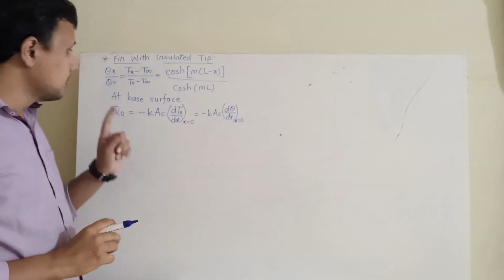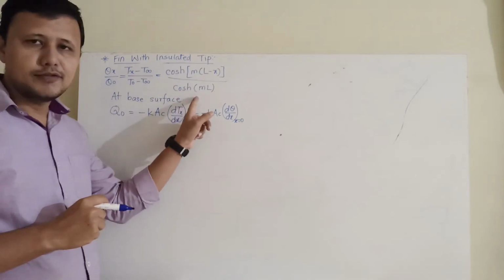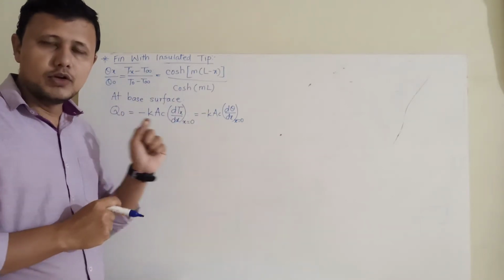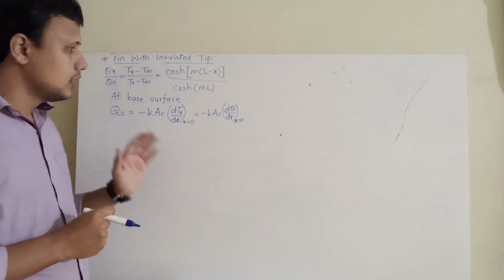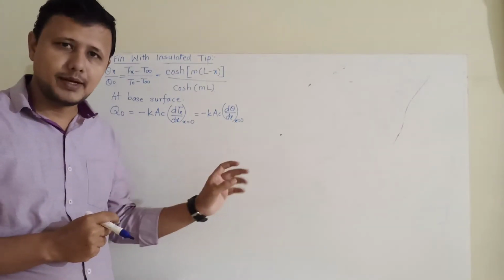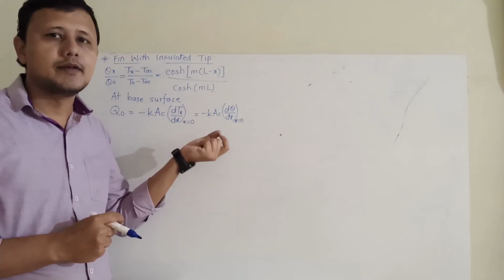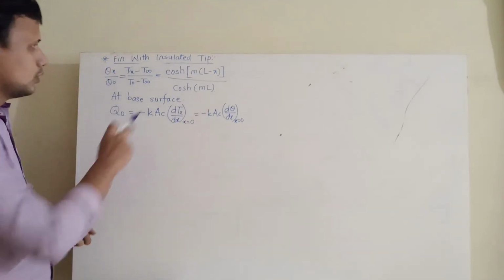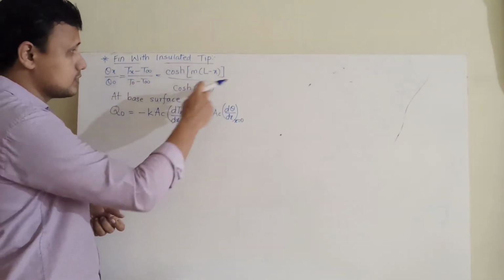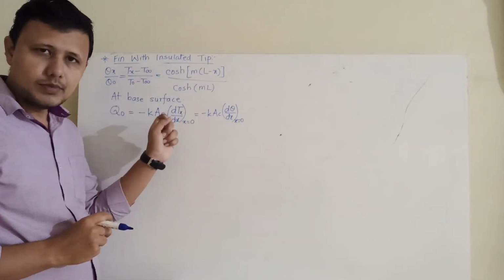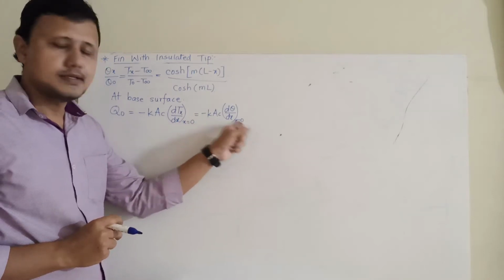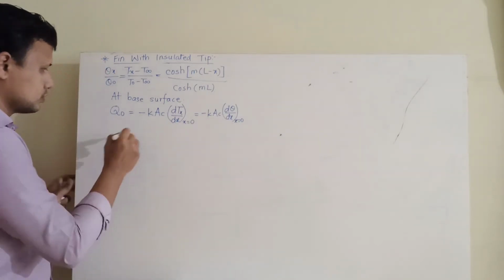So remember, even though it is an insulated tip fin, it doesn't mean that heat will not be conducted and heat will not be convected, heat will not be dissipated. No. Along the entire surface, heat will be dissipated. Only the tip of the fin will behave like an insulated tip. So we can use this temperature distribution and determine the heat transfer rate from this fin using this basic principle. Okay, so how do we write it?